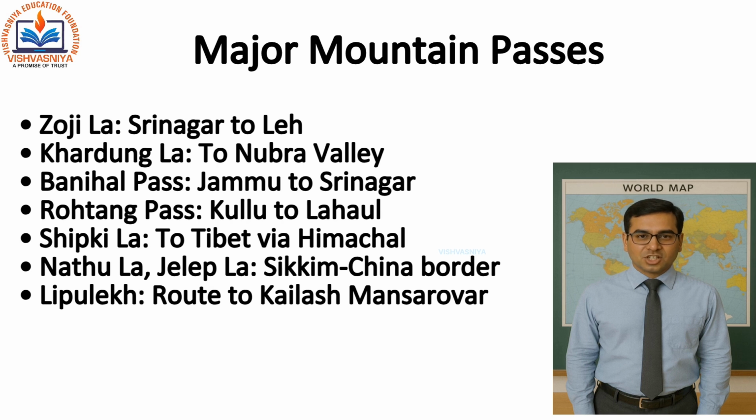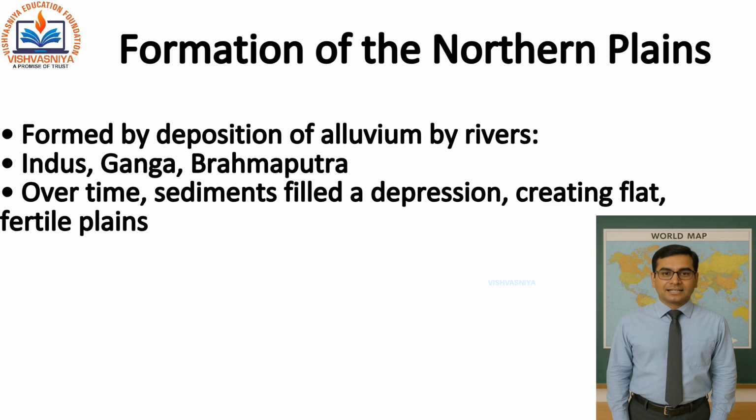Let's take a look at strategic mountain passes in the Himalayas. These are gaps or low points that connect regions and allow trade, transport, and defense. Zoji La, Srinagar to Leh; Khardung La to Nubra Valley; Banihal Pass, Jammu to Srinagar; Rohtang Pass, Kullu to Lahaul; Shipki La to Tibet via Himachal; Nathu La and Jelep La in Sikkim, linked to China; Lipulekh from Uttarakhand to Kailash Mansarovar.